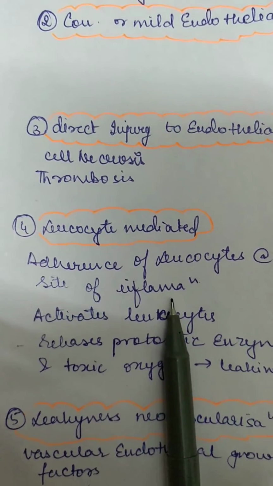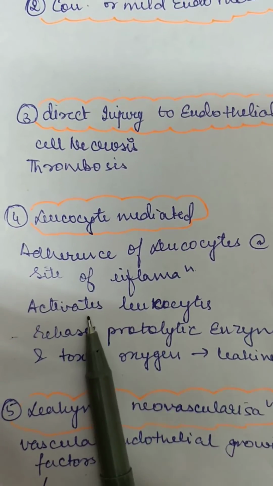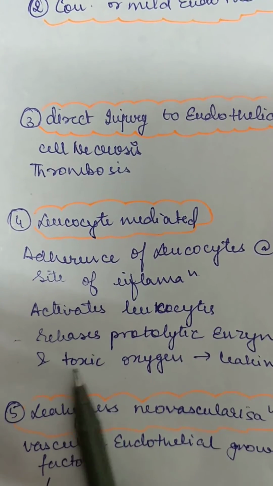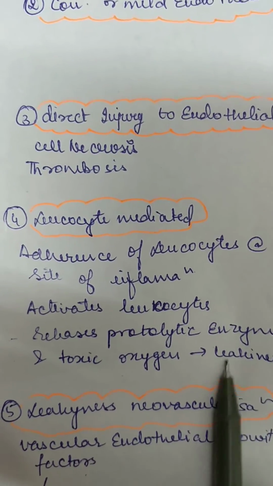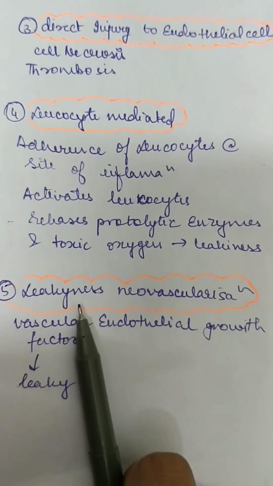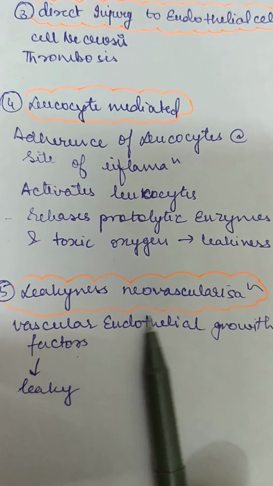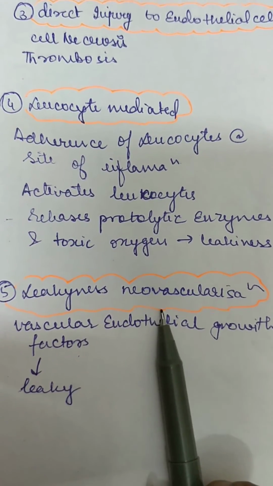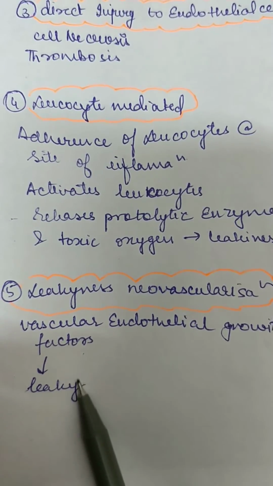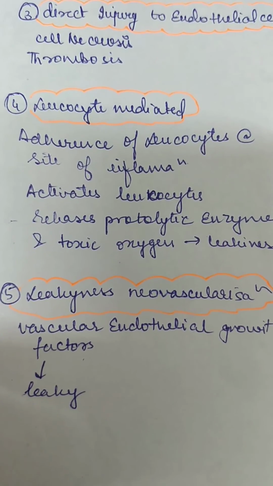Leukocyte mediated. At the site of inflammation, there is presence of leukocytes. The activated leukocytes release proteolytic enzymes and toxins, which increase the leakiness. Leakiness in neovasculature. Neo is even smaller than micro. So leakiness at the level of neovasculature. Vascular endothelial growth factors cause the leakiness to become even more leaky.